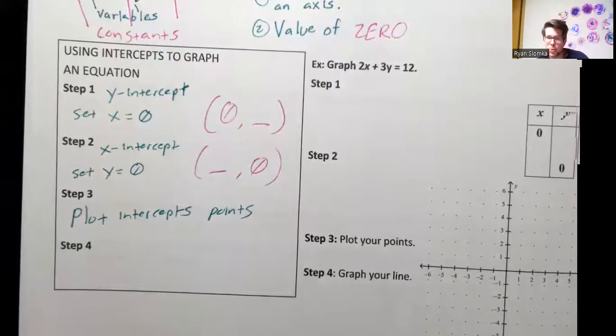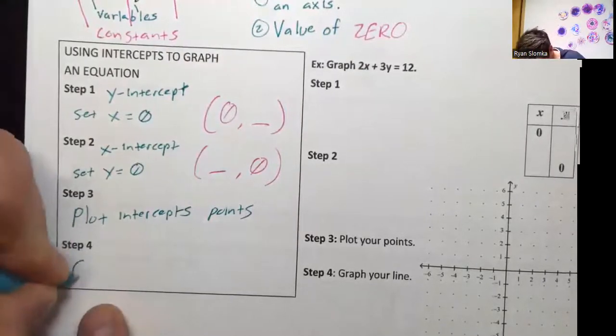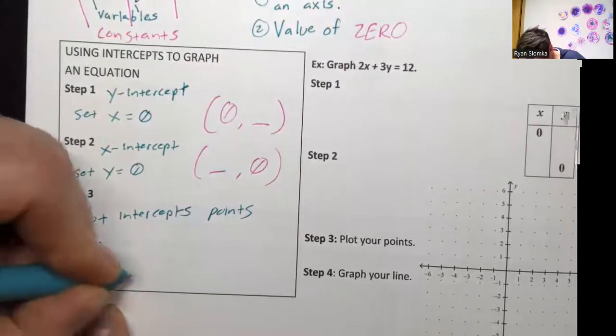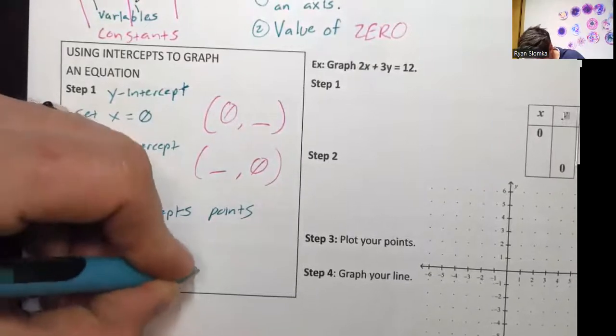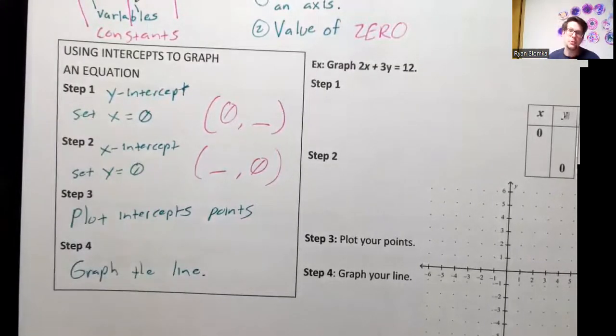And then step number 4 is going to be to draw the line. Remember that all of our graphs that we're looking at right now are linear graphs, so they should be nice straight lines. There's no such thing as a curved line or a round line. They're all going to be straight.